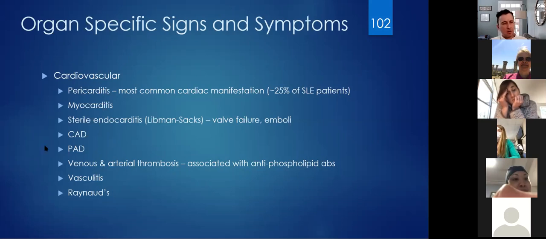And even when taking into account all other risk factors, lupus patients are at much higher risk for coronary artery disease and peripheral arterial disease. Of course, as we know, thromboses are common. It can be venous and arterial.